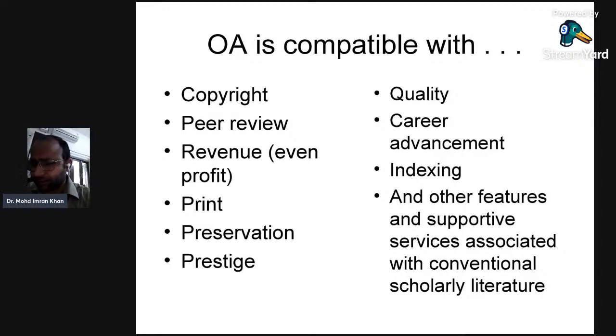Open access is compatible with copyright. Obviously, I told you you can still have a copyright wherein you can reserve certain rights, and then you can open it to the public for some other uses. It is very much compatible with peer review. Here also you can generate revenue. It enables print preservation. It gives you prestige. It's again a quality work. It helps in career advancement. It is also being indexed in open access journals. It's not that open access work will not be indexed and will not enable you to become popular and be seen in the research community, right?